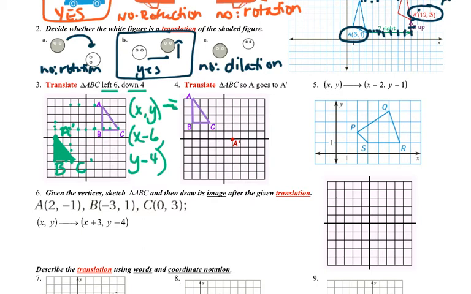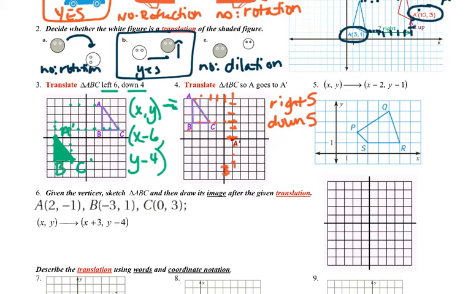Translate, so A goes to A prime, so you want to count. For A to go to this A, it went 1, 2, 3, 4, 5 to the right. So it went right 5, and then 1, 2, 3, 4, 5, down 5. Right 5, down 5. So then I'm going to take the other points and go 1, 2, 3, 4, 5, 1, 2, 3, 4, 5. And there's the new B.